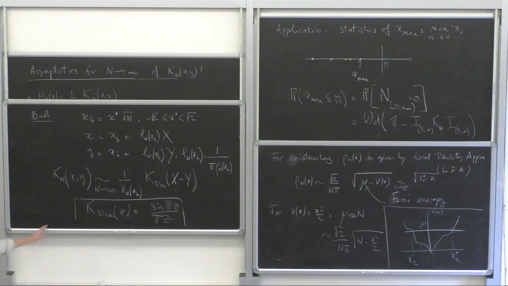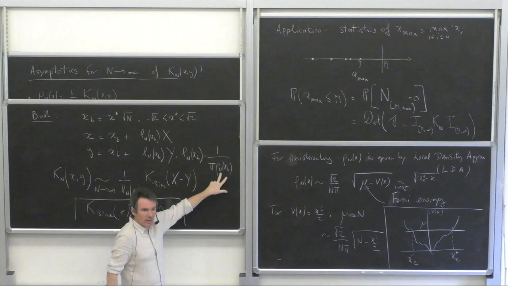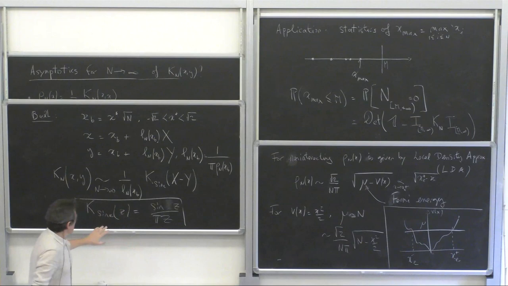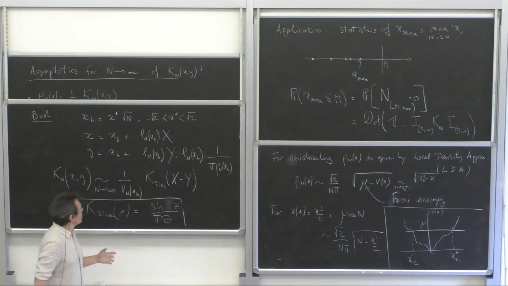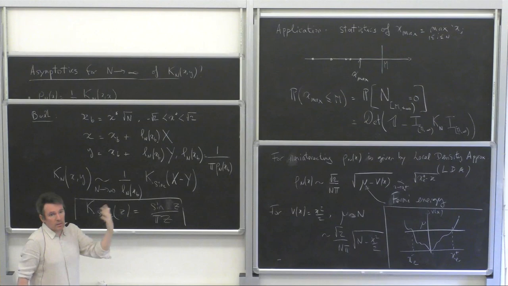So this result is universal in the sense that it does not depend on the potential. All the dependence on the potential is included in this density here. This again holds for non-interacting fermions. There is a way to understand the sine kernel by simply approximating the wave function close to a given point by plane waves. If you approximate them by plane waves and compute the associated kernel, that's what you would get.